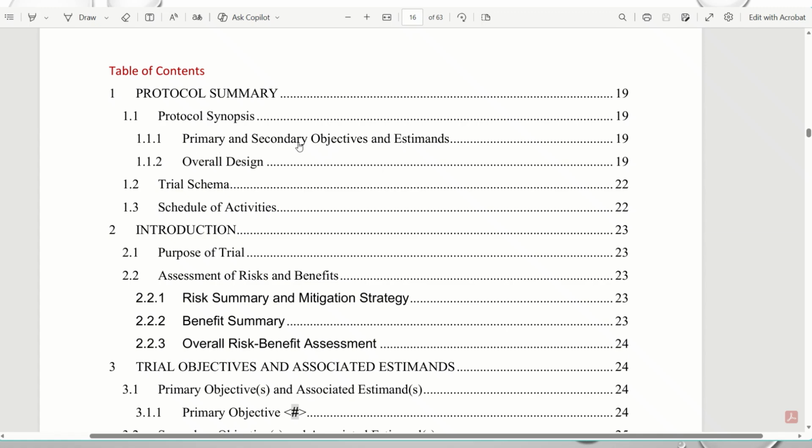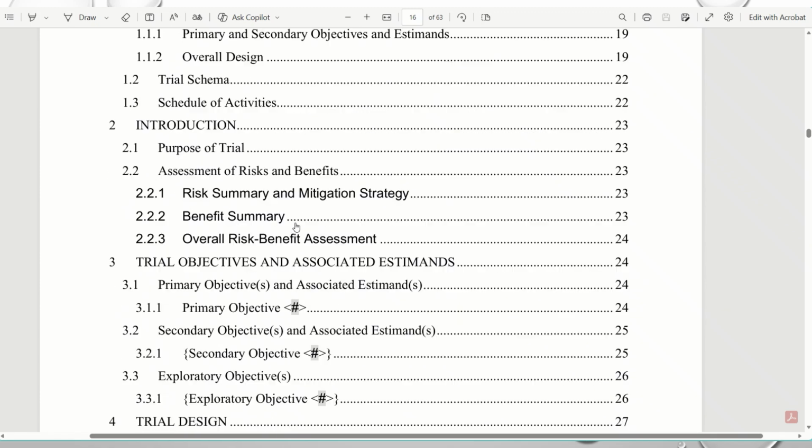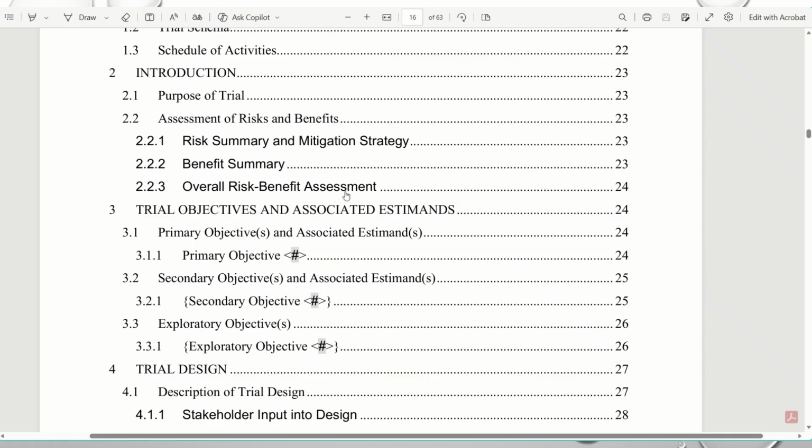Your primary and secondary objectives and estimands are important. Your estimands will give you information with regards to what you expect to see given the interferences or other unforeseen events. Your overall design of your trial schema, these are important. I think the trial schema is structured data, and your schedule of activities. And then your introduction section, that's section 2. So this is the purpose of the trial. You're looking at your risks and your benefits and your overall risk benefit assessment.